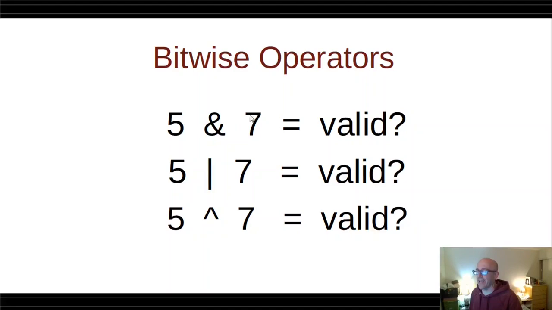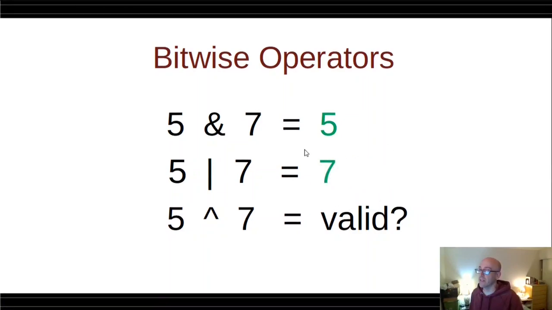We got 5 and 7. Seems what, maybe false. 5 or 7, oh, either one. Okay, that's probably true. 5 XOR 7, we said they needed to be different, so that should be true also. Well, that's not exactly what's going on here. So let's see. 5 and 7 is going to give us 5. 5 or 7 is going to give us a 7.